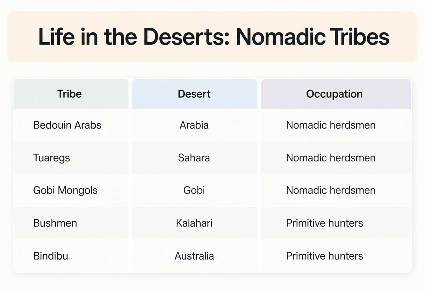For example, the Bedouin Arabs in Arabia, the Tuaregs in the Sahara, and the Gobi Mongols in the Gobi Desert have traditionally lived as nomadic herdsmen, moving their livestock to follow seasonal grazing. In other regions, such as the Kalahari and the Great Australian Desert, indigenous groups like the Bushmen and the Bindaboo have sustained themselves as highly skilled hunter-gatherers, adapted perfectly to their arid environments.